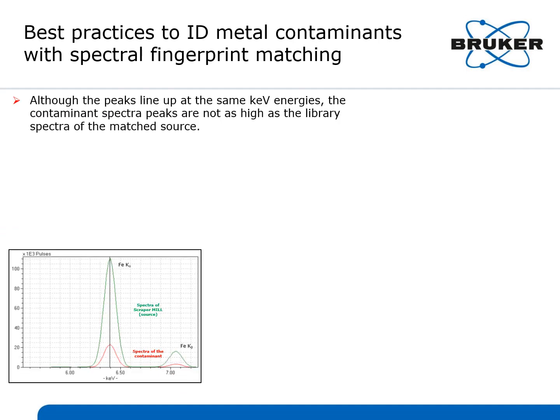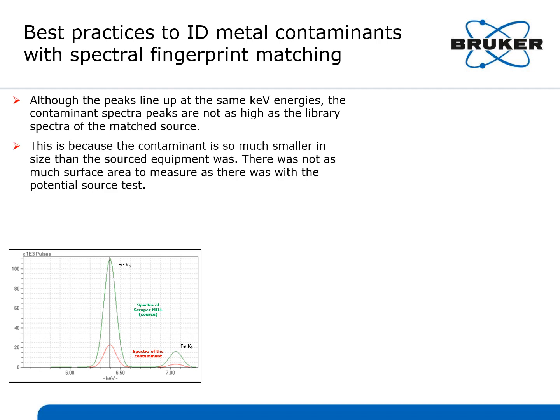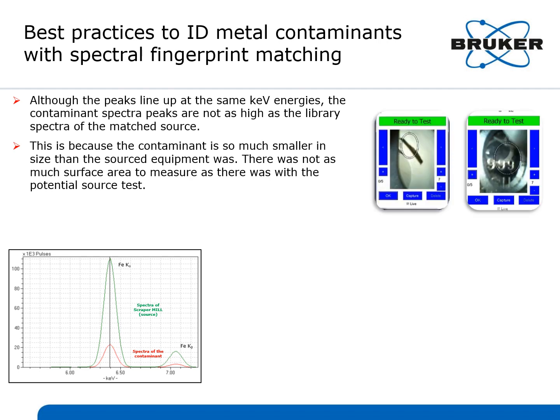Although the peaks line up at the same keV energies, the contaminant spectra peaks are not as high as the library spectra of the match source. This is because the contaminant is so much smaller in size than the sourced equipment that was measured. There was not as much surface area to measure as there was with the original food contact material test.